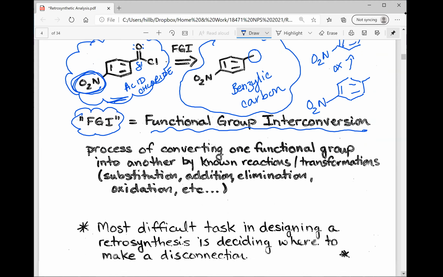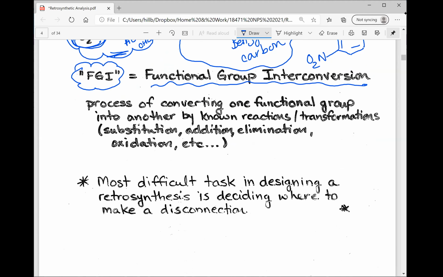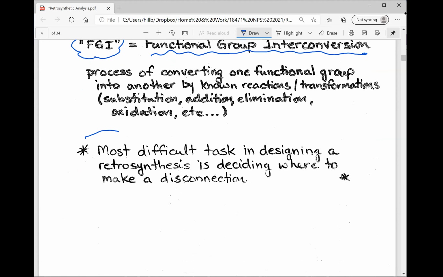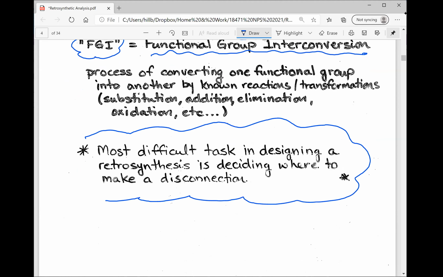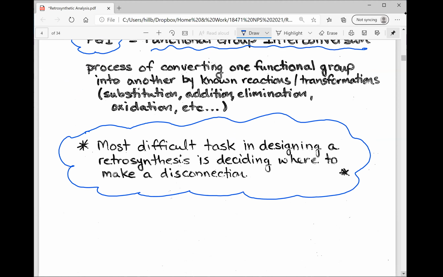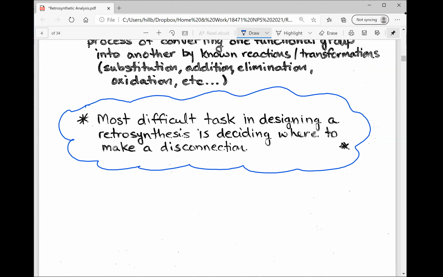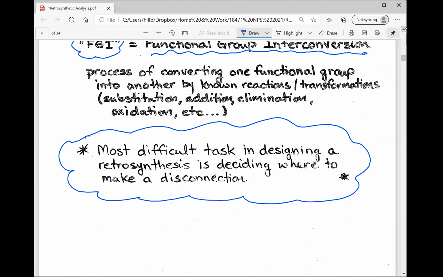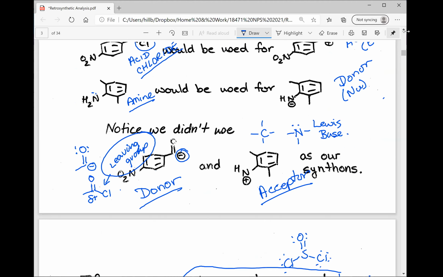There are lots of functional group interconversions that we can do. And here's the next part. The most difficult task in designing is where to make the disconnection. There are some simple rules for making disconnections that we'll go through. But before we get to that, any questions so far?